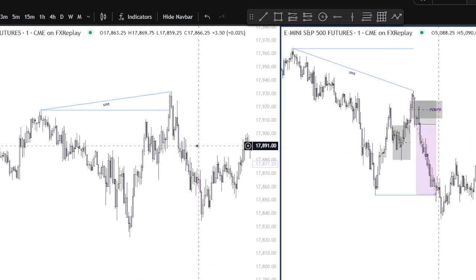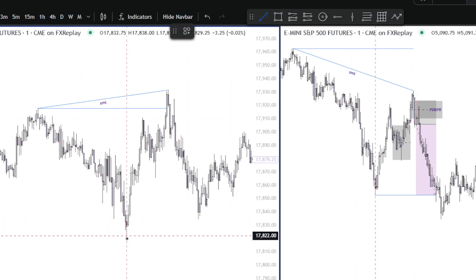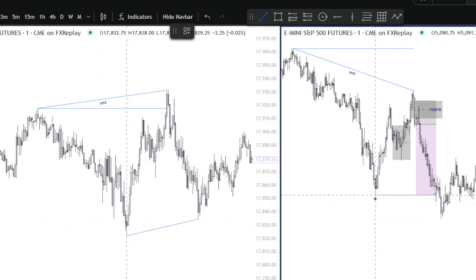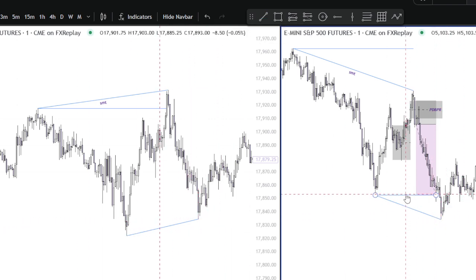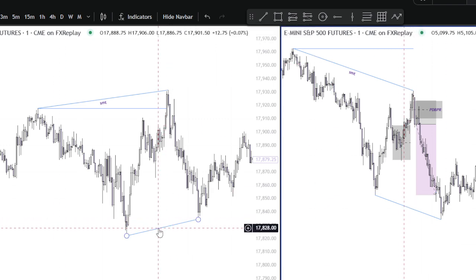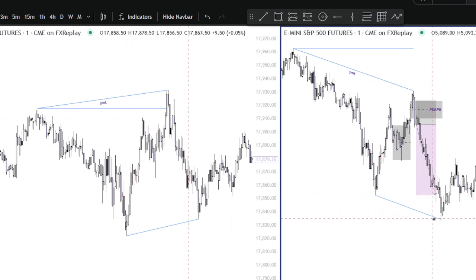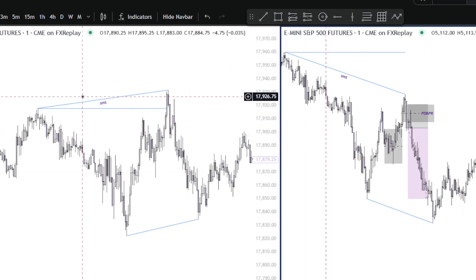And if you want another example of an SMT, we have one right here. Price takes out the low on ES. Guess what price doesn't do on NQ? It doesn't take out the low. See how this one is much higher than this low? This low is lower than this one, which means price took it out. Price didn't take it out on NQ. What happens after? Oh my gosh. Would you look at that?